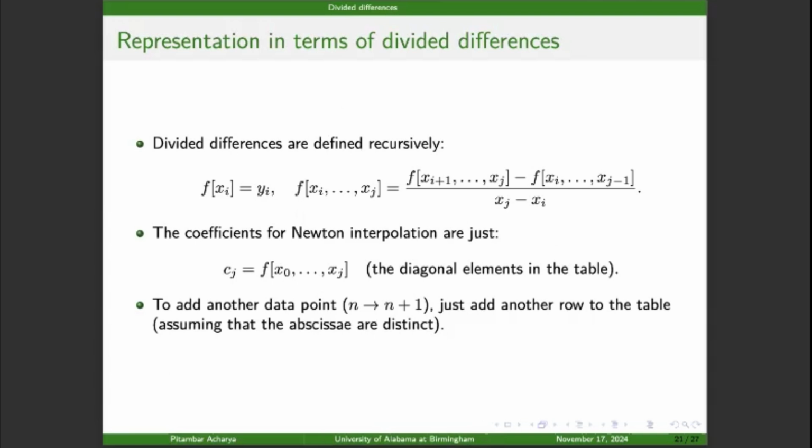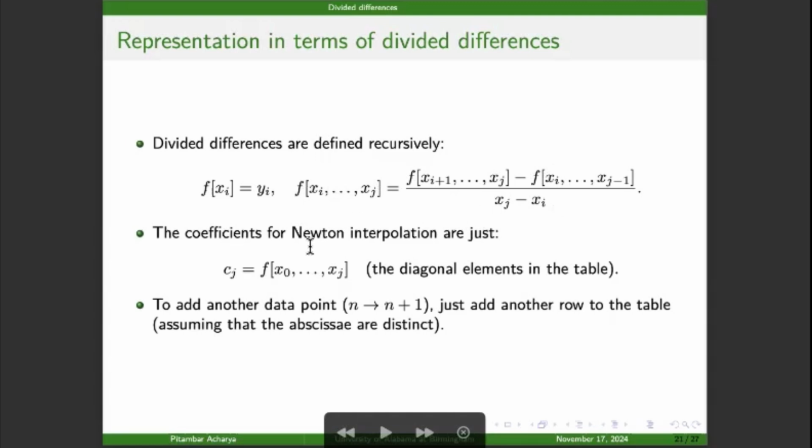Divided differences are defined recursively by this relation. If we start from xi and go up to xj, then the numerator will be the difference of two quantities. The first starts from xi plus 1 and goes up to xj. For the second quantity, the abscissa will start from xi and go up to xj minus 1. So the quantities involved are from xi up to xj, and we subtract these two, the topmost and then the bottom one.